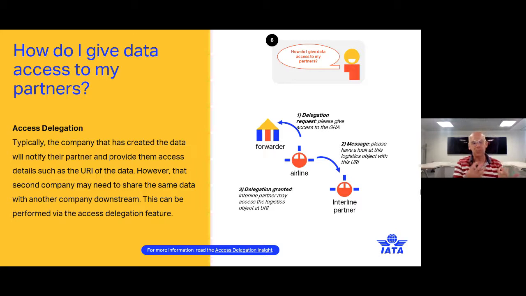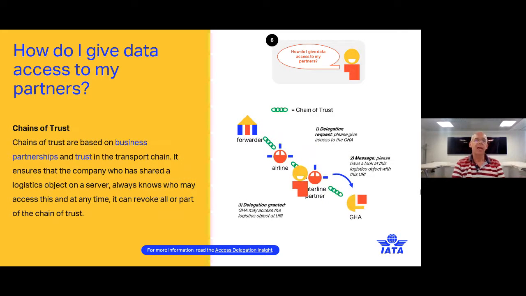Okay, so like this, we have a control process for asking access on behalf of a third party and then being granted that access. This goes one step further. Let's say, for example, that we go back to the original example. We have a forwarder that has shared data with an airline, and the airline has requested access for the interline partner in this case. Okay, great. What if the interline partner now wants to share this information with their GHA, on the other side perhaps?